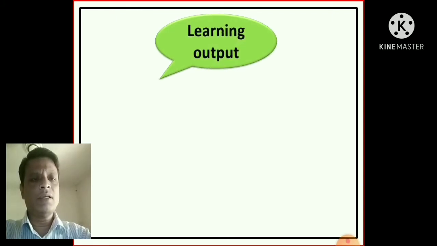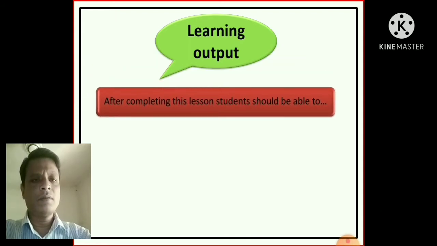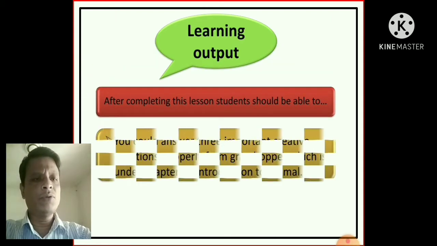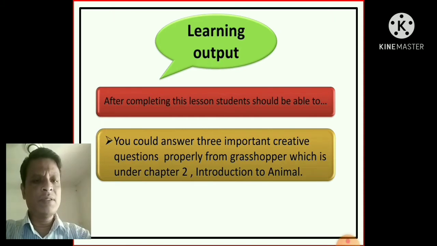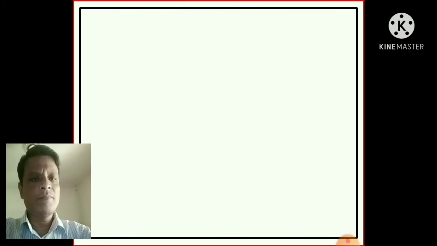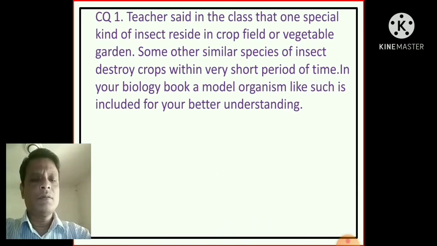Okay, the learning outcome. After completing this lesson, students should be able to answer 3 important creative questions properly from Grasshopper, which is under chapter 2, Introduction to Animal. Basically, today 3 important creative questions will be discussed here one by one. I will try to give you some idea how to write or how to answer creative questions accurately. This is the main objective of our today's lecture.